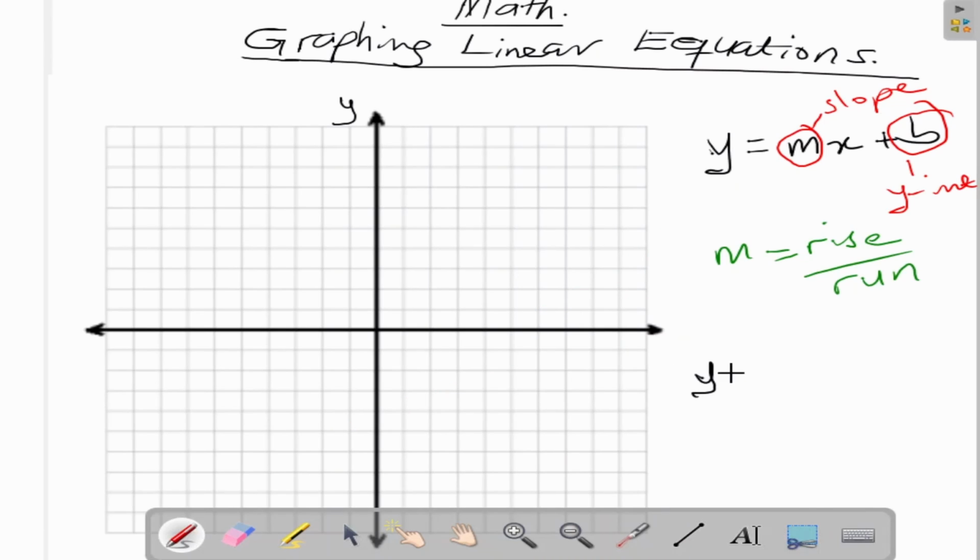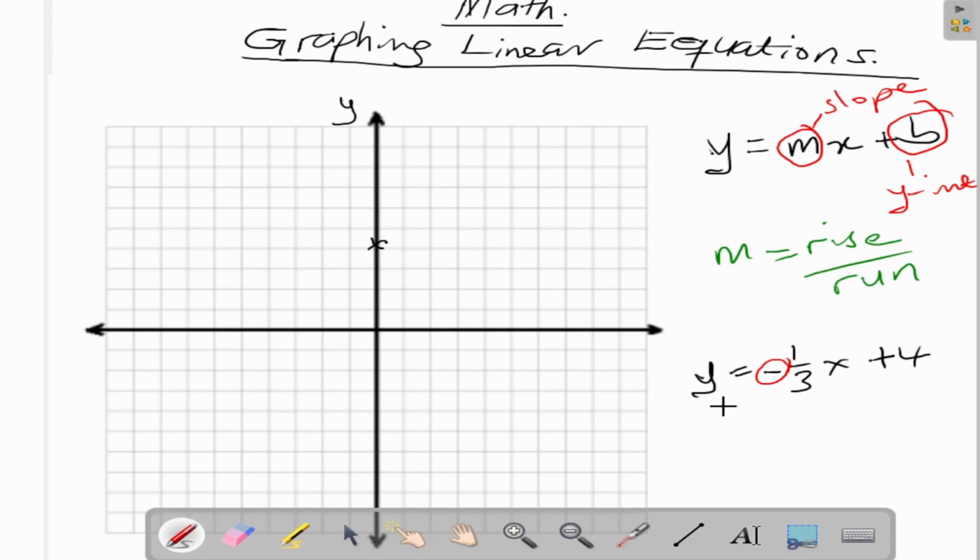Right, we'll try another one. Let's take y equals 1/3 x plus 4. Right, so in this case our y-intercept is 4, so we locate 1, 2, 3, 4 here. Then in this case, pay very good attention because of this negative. We negate one of these two numbers. Either we negate the 1 or we negate the 3. And this is what happens.